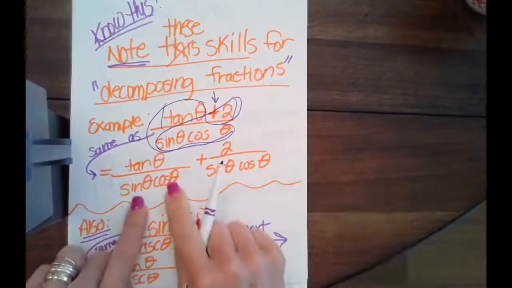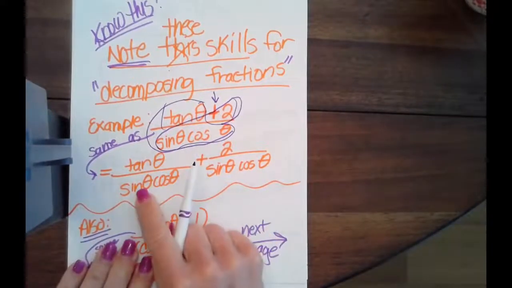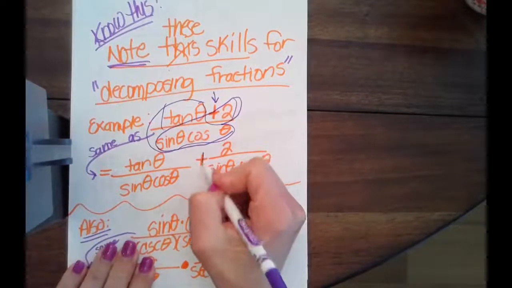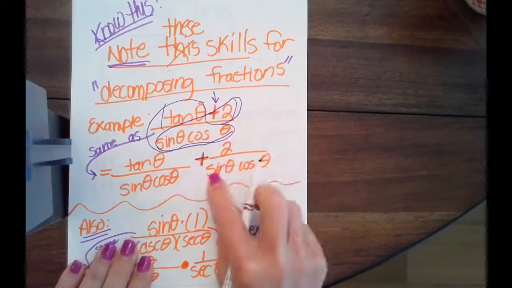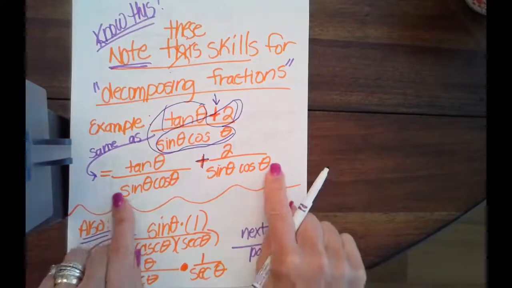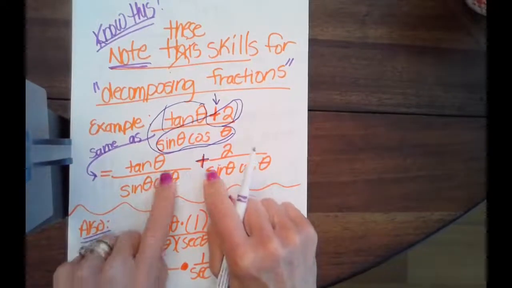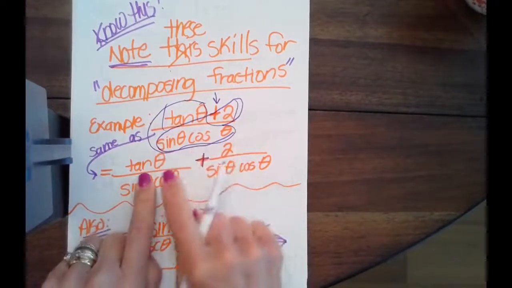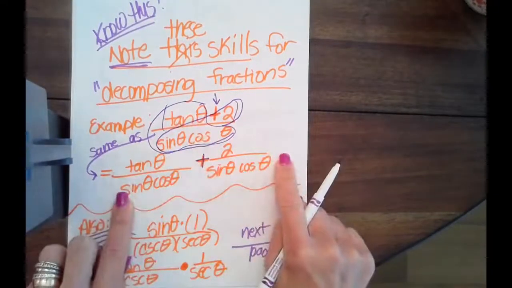So this would be the first part of your decomposition, tangent of theta over sine theta cosine theta, plus, because there's a plus, and now this numerator remains over the same denominator. Because if you were to go backwards and add these two together, you would know the common denominator wouldn't change. It would still be sine cosine, but these two would be brought together as a numerator. So we just went in the reverse and we decomposed it.